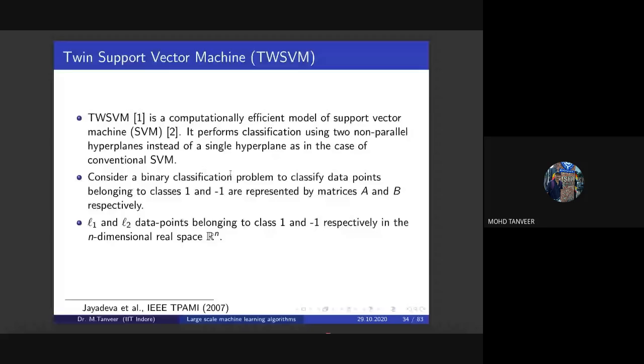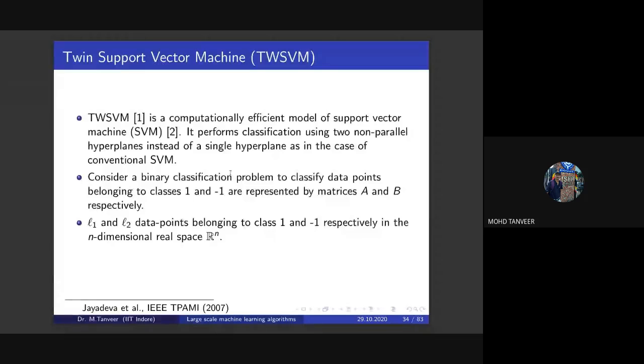classification using two non-parallel hyperplanes instead of a single hyperplane, as in the case of conventional support vector machines. So let's consider a binary classification problem to classify data points belonging to class +1 and -1. It's represented by matrices A corresponding to class +1 and B corresponding to class -1. And here l1 and l2 are the numbers of data points belonging to class +1 and -1 respectively.